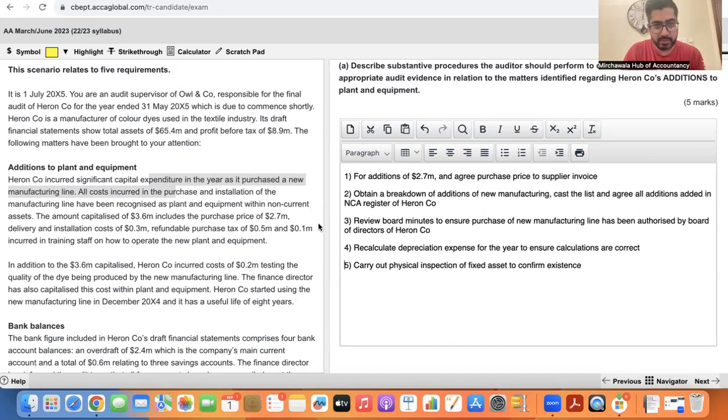Okay, we didn't purchase fixed asset. It was mentioned we purchased a new line. So carry out physical inspection of new manufacturing line to confirm existence. So see how we did write the points from the notes, but related it to the scenario. This is just an easy job which you must be aware of. Okay, please copy. I will then move to the next parts.